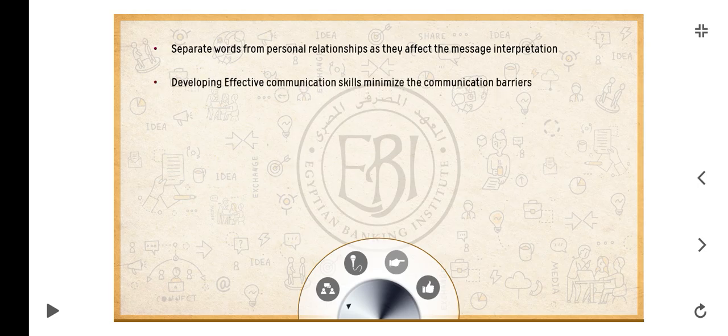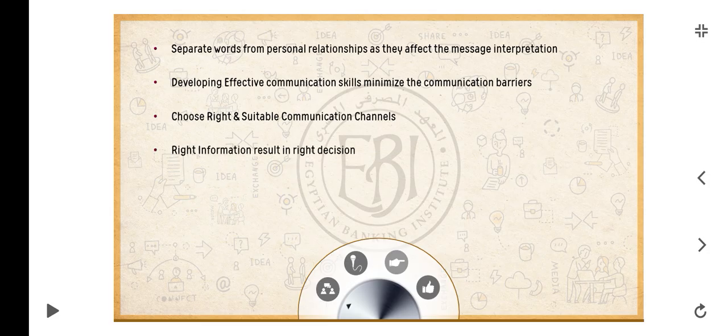Developing effective communication skills minimizes the communication barriers. Choose right and suitable communication channels. Right information results in right decision. Using right language, vocabulary, expressions, and nonverbal behaviors.